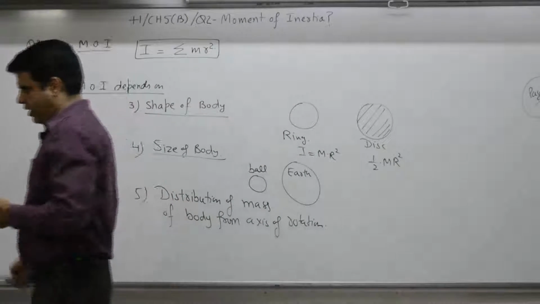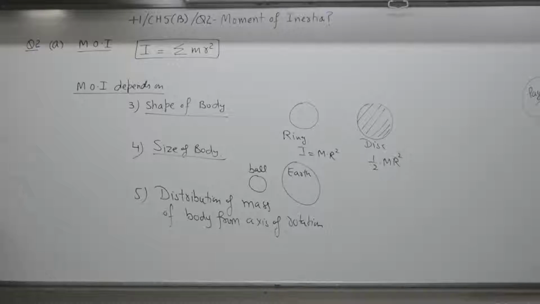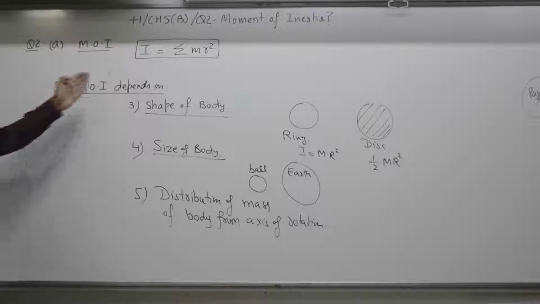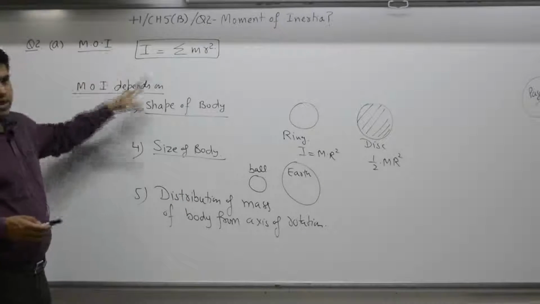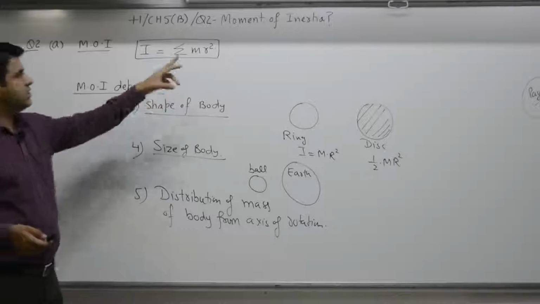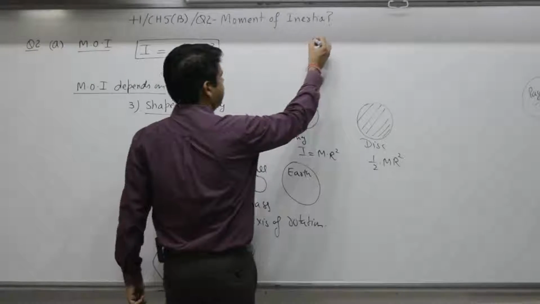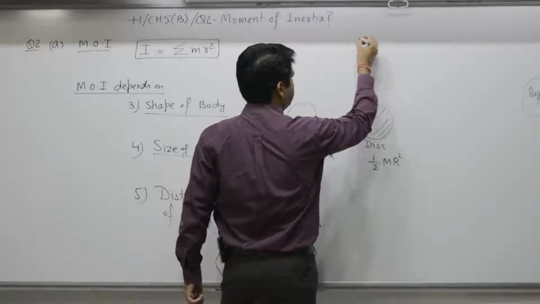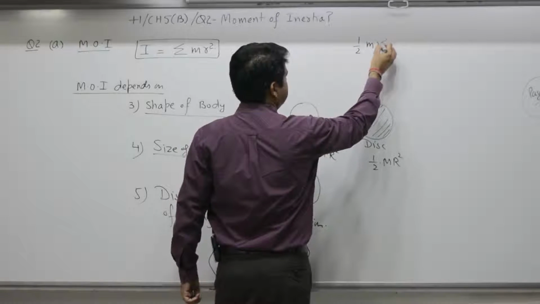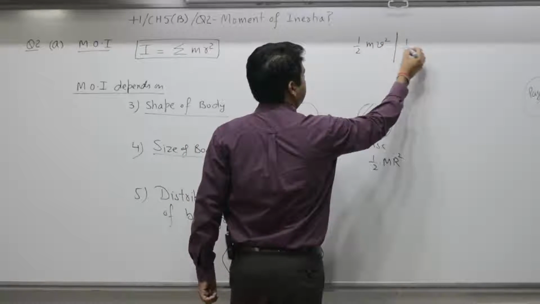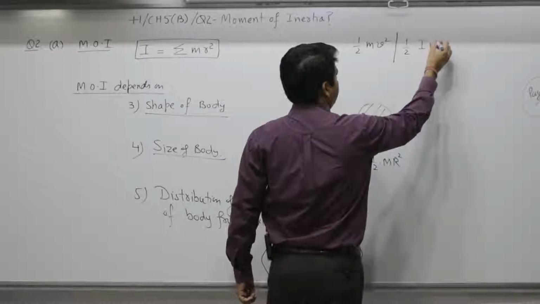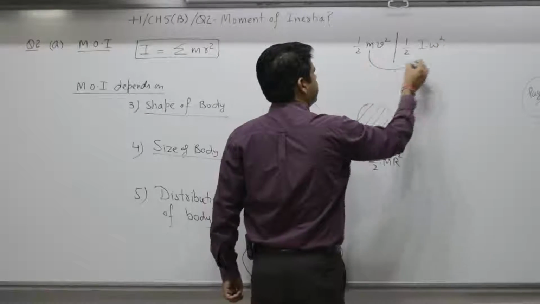Time with you is 3 minutes to complete. And before you take up the next part, one more line is written. What is the physical significance of moment of inertia? In the same question we cover 1 by 2 mv square is linear, 1 by 2 I omega square is rotation.